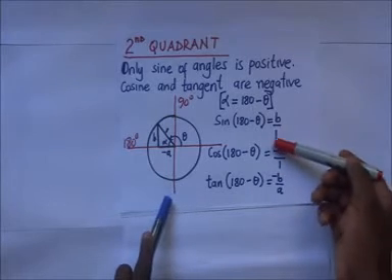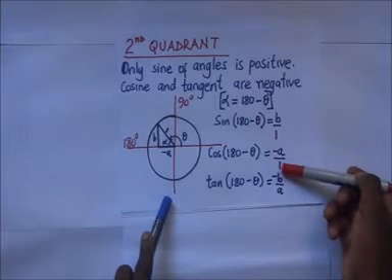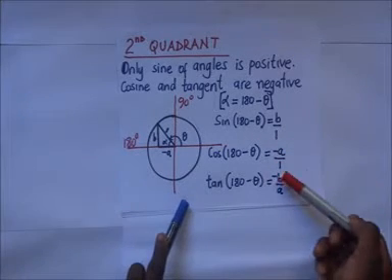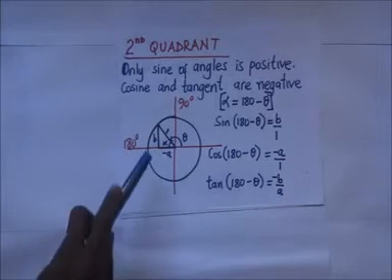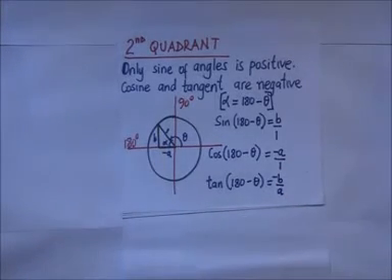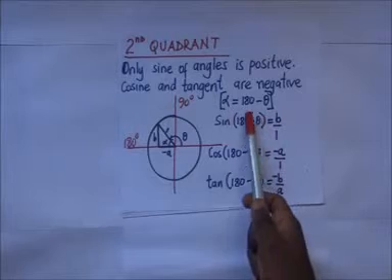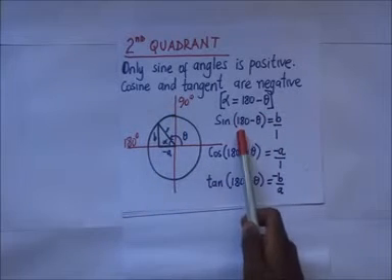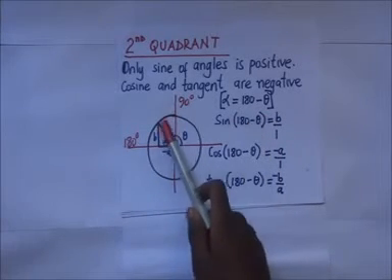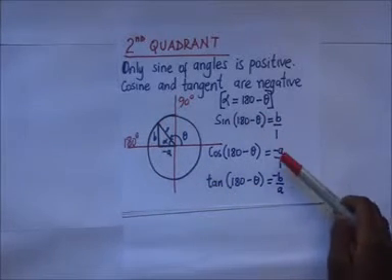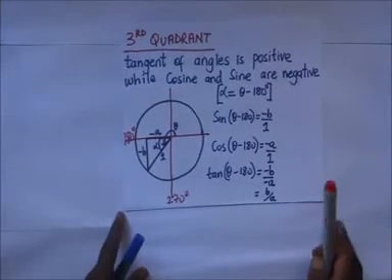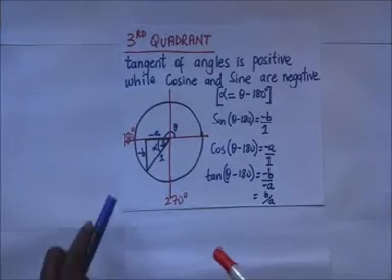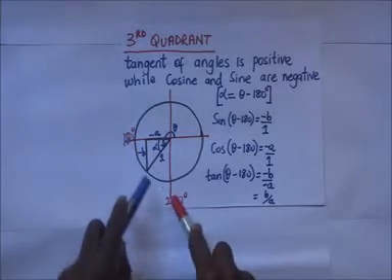So you find that the answer we're getting here is a negative. And also here for tangent, the answer we're getting is a negative. So it means that in the second quadrant, it is only the sine of the angles between 90 and 180. It's only the sine of those angles that are positive. The rest are negatives.